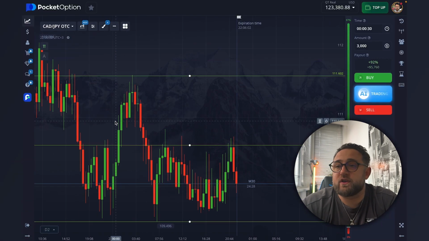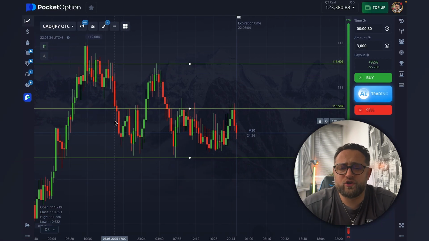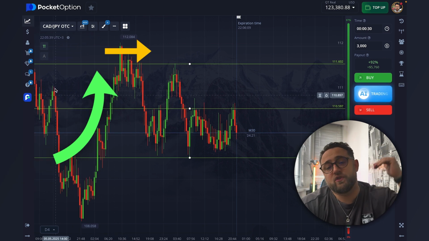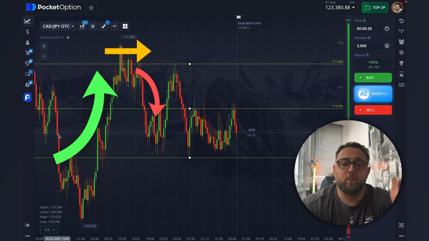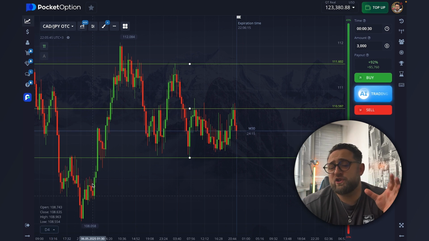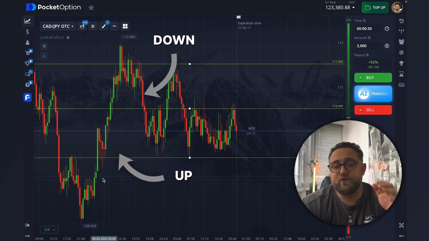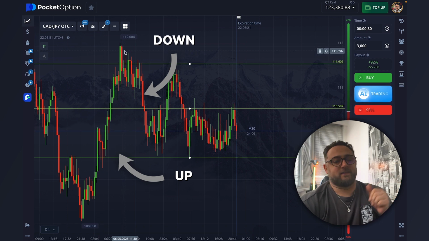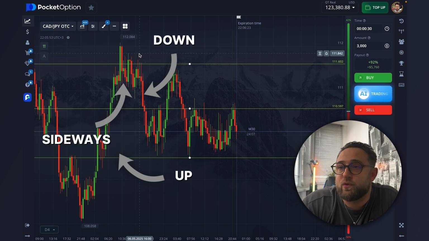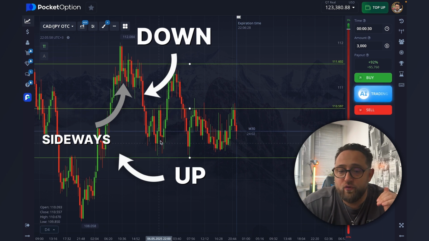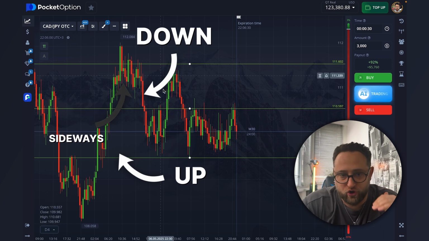Let's check the market structure on M30. Usually we see a pattern like this: uptrend, sideways, downtrend, or the opposite. Every major spike is typically followed by a strong reaction, up followed by down, or down followed by up, and between the spikes is where the price moves sideways. Our job is to catch the impulse move, not the sideways chop.